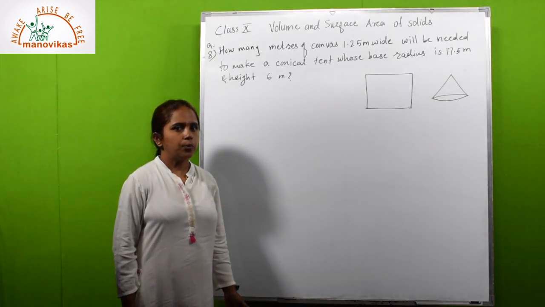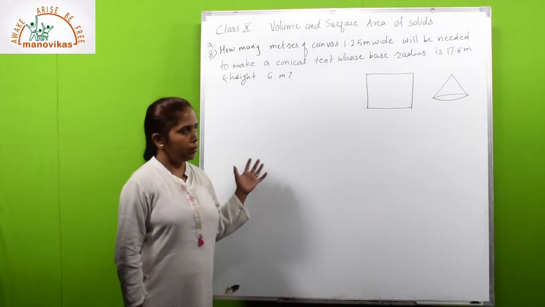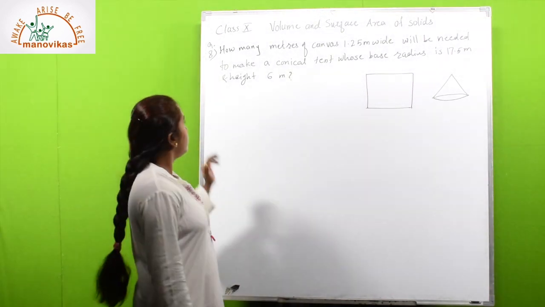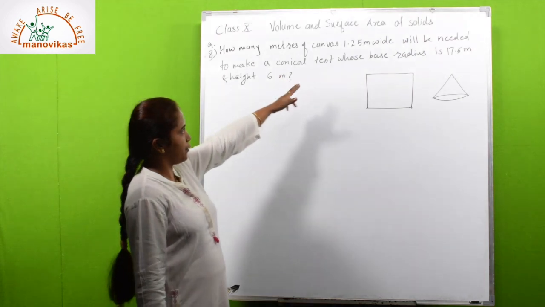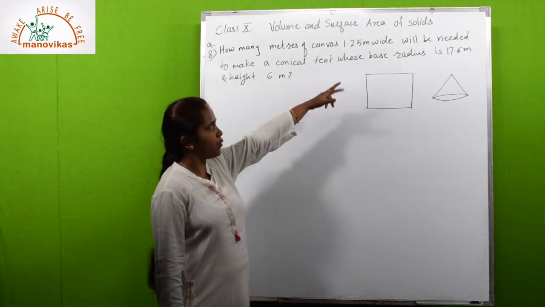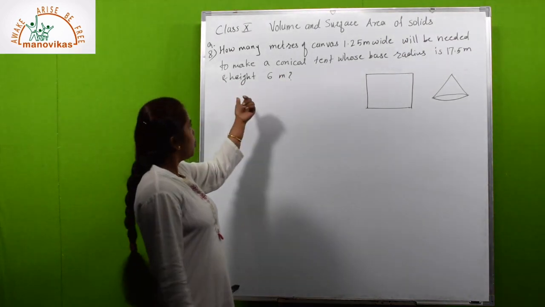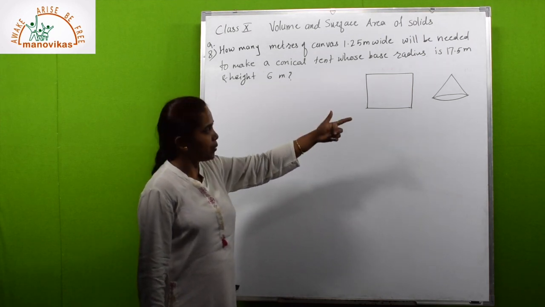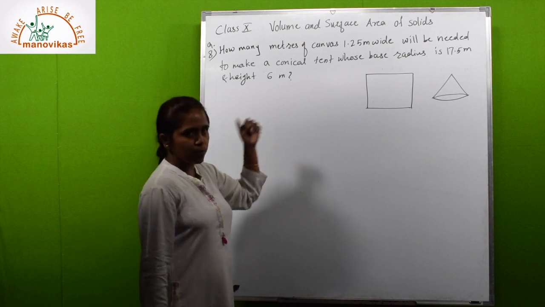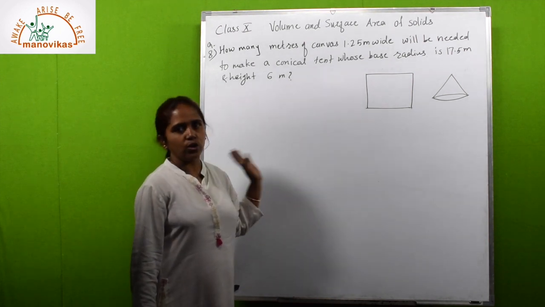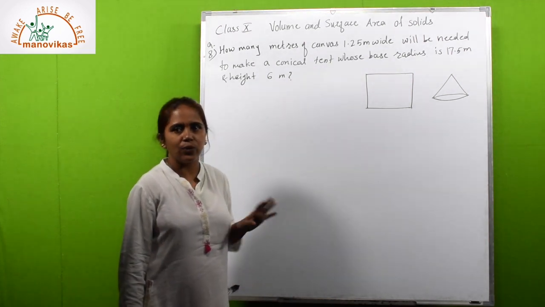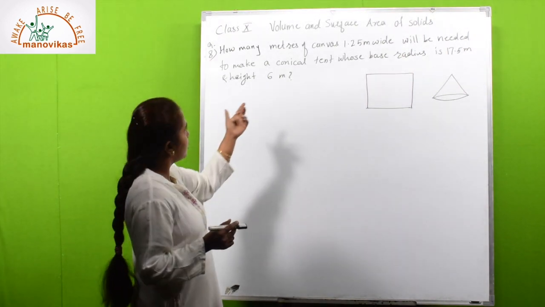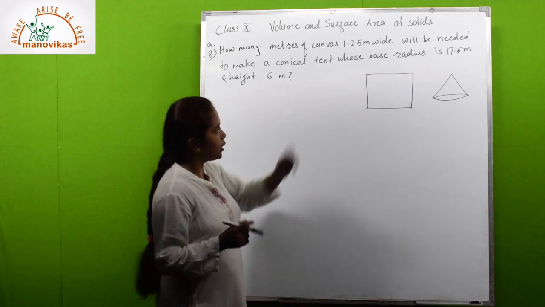Now we'll see the problems depending on the solids, cylinder, cone and sphere. In that first problem, how many meters of canvas 1.25 meter wide will be needed to make a conical tent whose base radius is 17.5 meter and the height is 6 meter. Now read the question properly and write down what is given in the question. Now in this question it is given that the canvas is 1.25 meter wide.